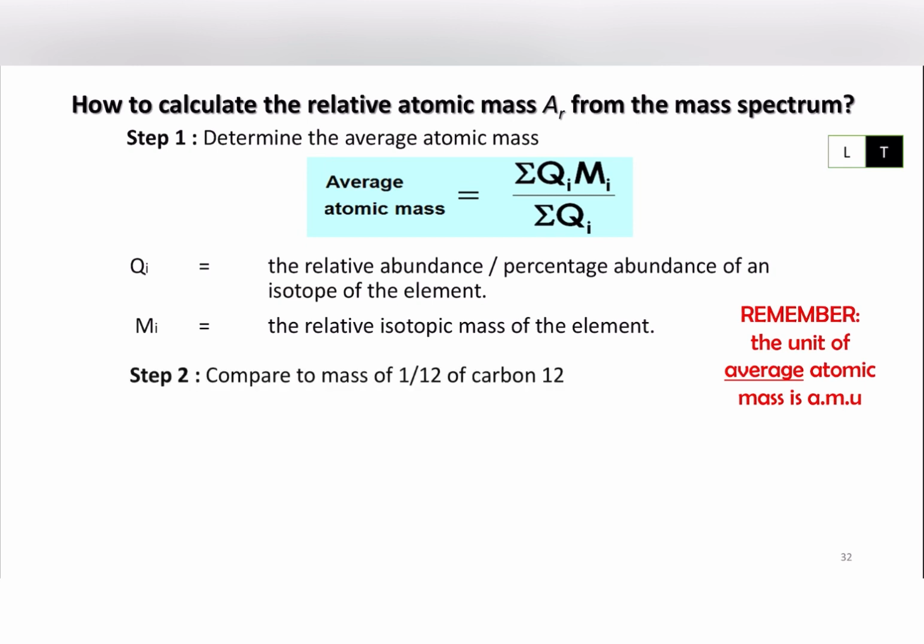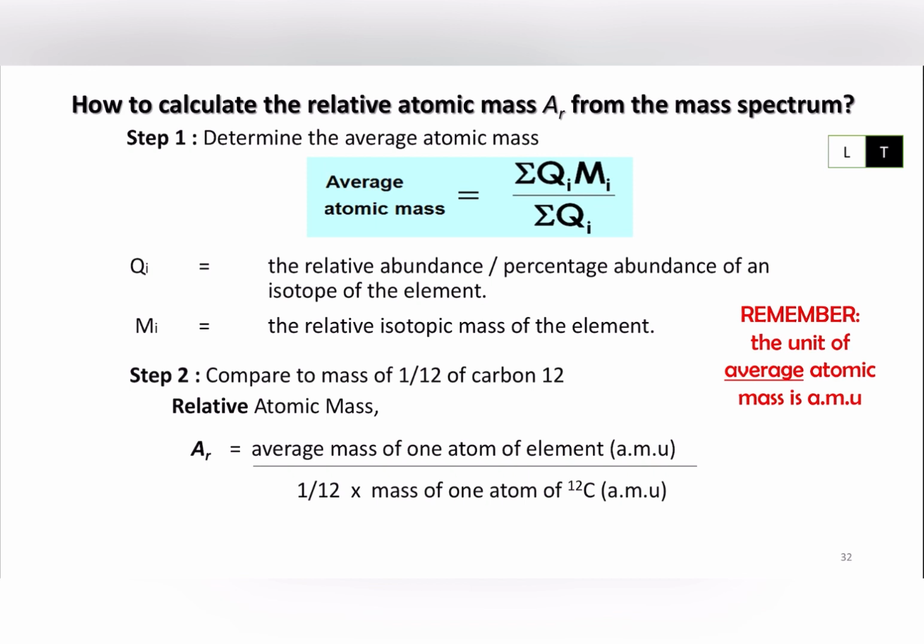Once we go to step number 2, you have to compare with the mass of 1/12 of carbon-12. This is where you are going to put the term relative atomic mass. This term relative, by using this formula that you've learned so far, you can put the value that you got from step 1 on the top and over 1/12 times 12.0 amu, the mass of one atom of carbon-12. So this is where you will get your final answer with a specific value without units. So please remember, once you see the term relative, it must have no units.